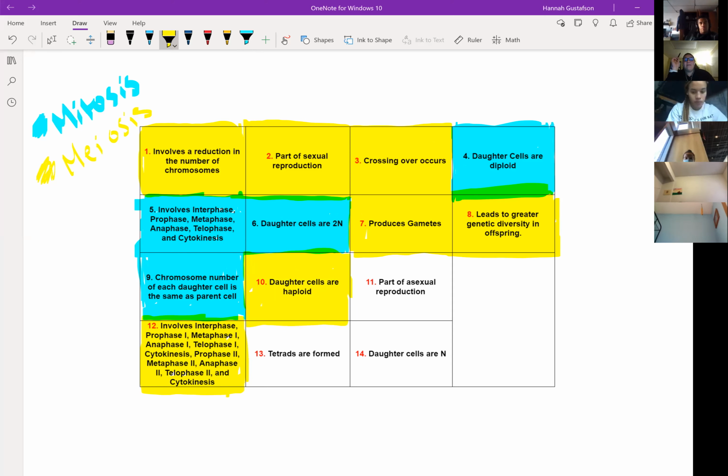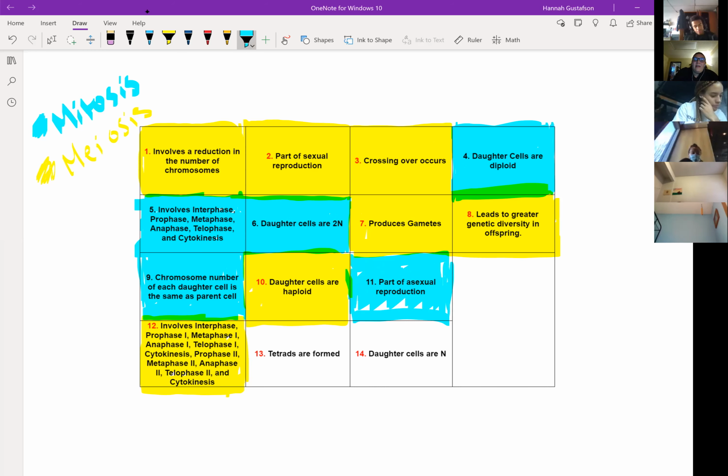Okay, number 11, part of asexual reproduction. This can also be one I answer because number 2 we already referenced as sexual, so that makes mitosis the asexual. It's the opposite of meiosis.